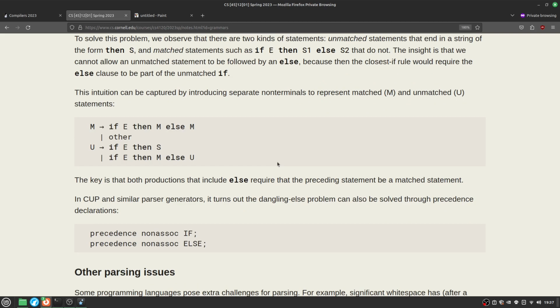In CUP and similar parser generators, it turns out the dangling else problem can also be solved through precedence declarations. Precedence nonassoc if else.